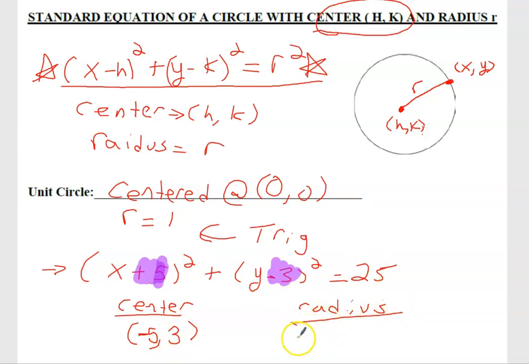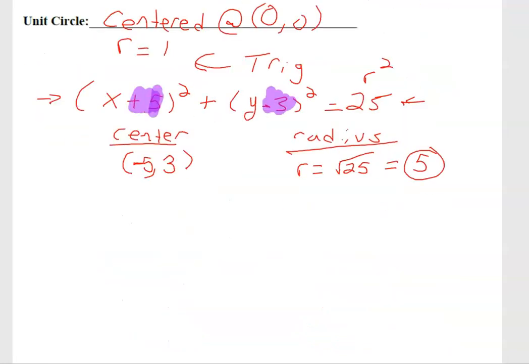And for our radius, remember that this is r squared, so to find our radius, it's going to be the square root of 25, which is just 5. So the circle given by the equation (x + 5)^2 + (y - 3)^2 = 25 has a center at (-5, 3) and a radius of 5.